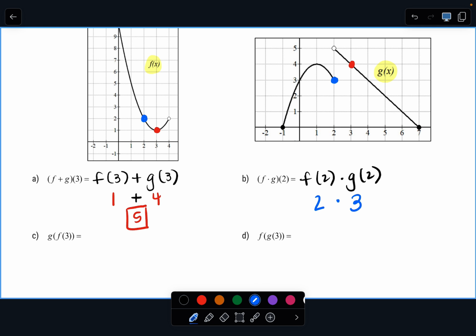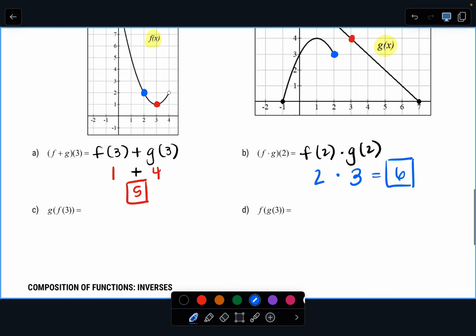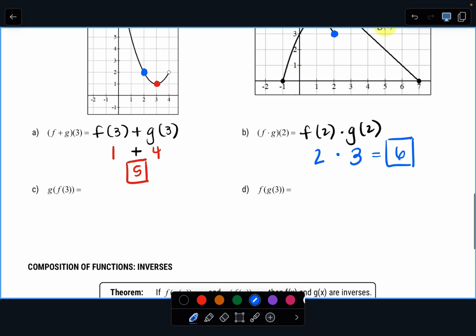2 times 3 is what? 6. Okay. We should, as people in Algebra 2, know how to read a graph. We should. Okay.